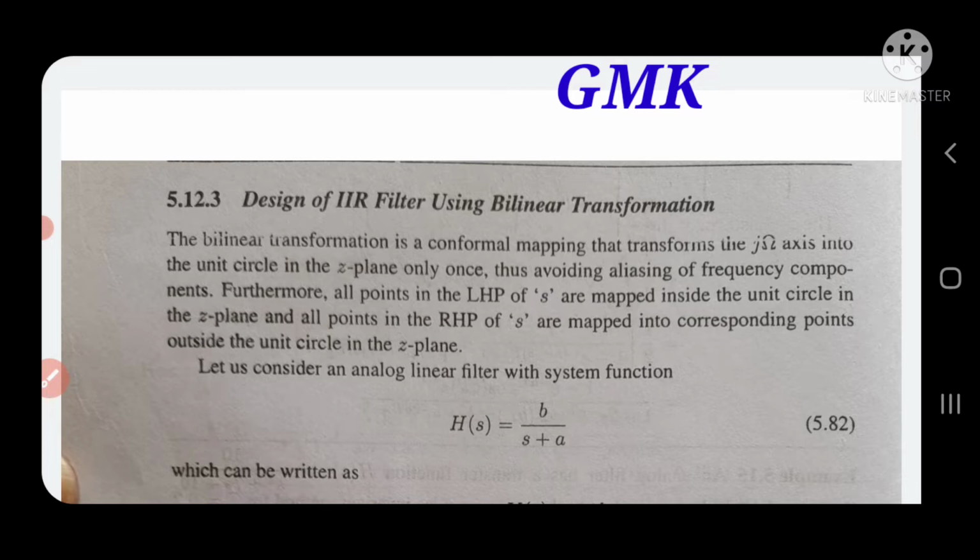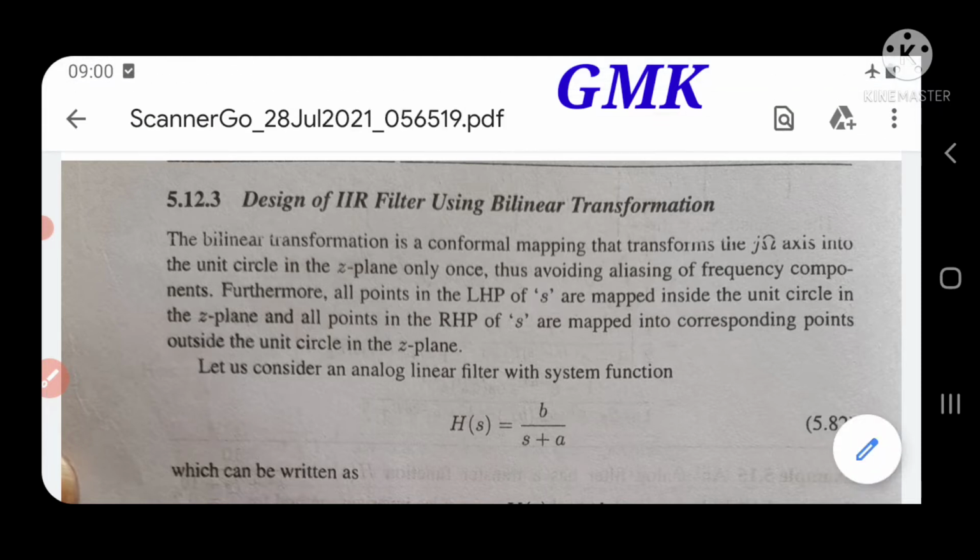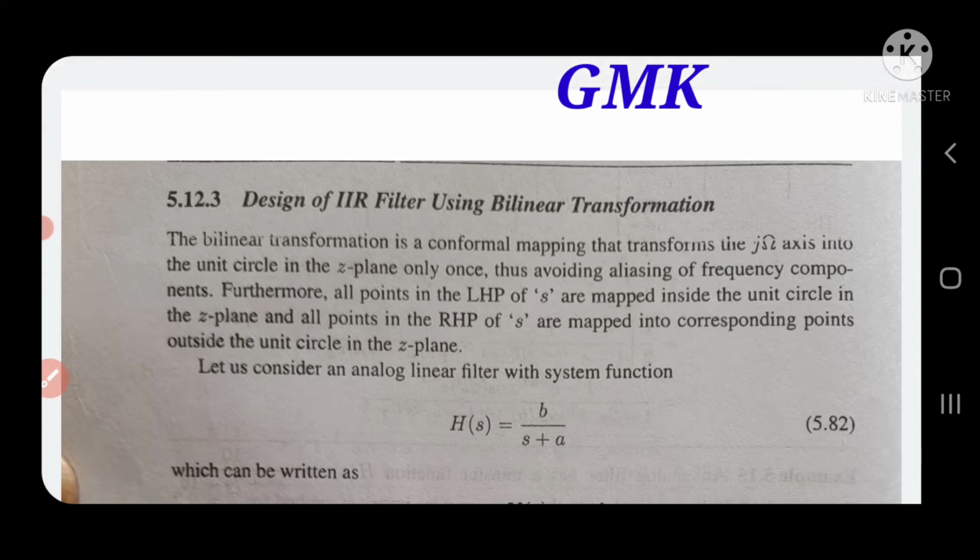In the last video we discussed one of the important methods, the impulse invariance technique. In the impulse invariant technique there is one drawback, the aliasing effect. That means if poles have a frequency difference of 2 pi by T, two or more poles can be mapped to the same location in the Z transform, which leads to the aliasing effect. In order to overcome that, we go for the bilinear transformation technique.